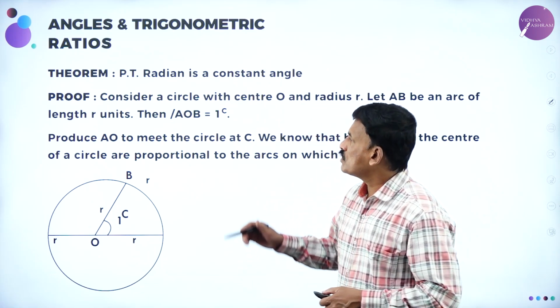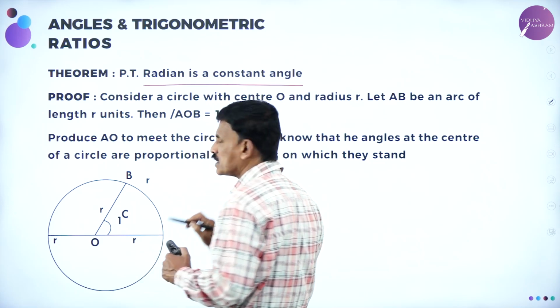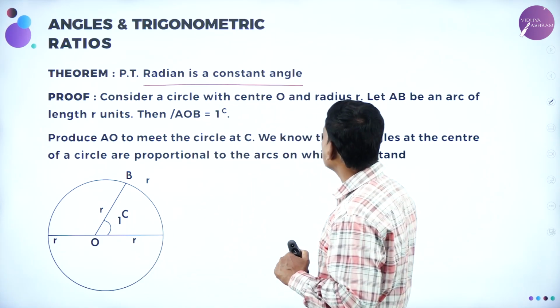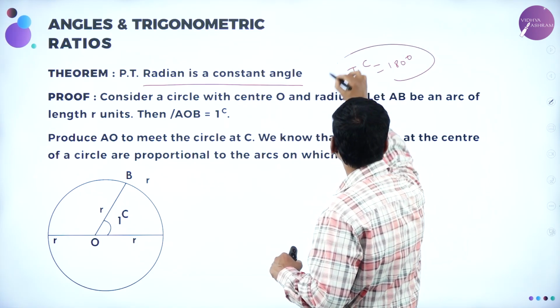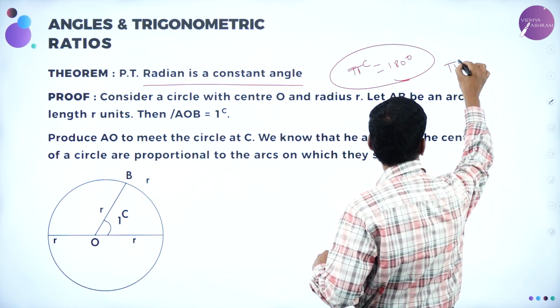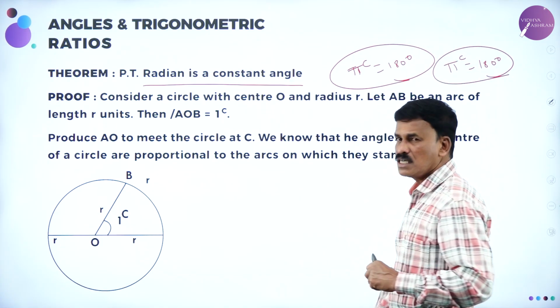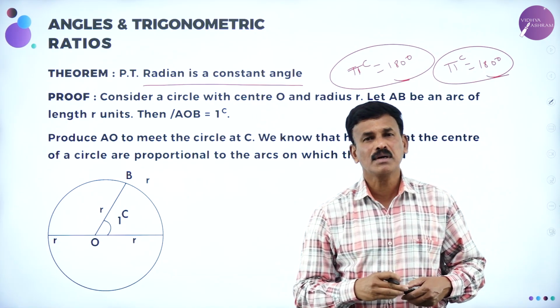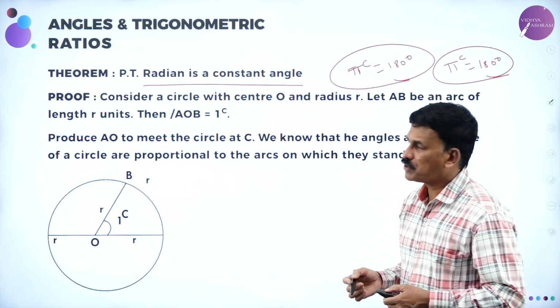Let us come to the next concept. Now this is a very important theorem. Prove that radian is a constant angle, and to prove that pi radians is always equal to 180 degrees. Radian is a constant angle and pi radians is equal to 180 degrees. Let us derive. This is a very important theorem.